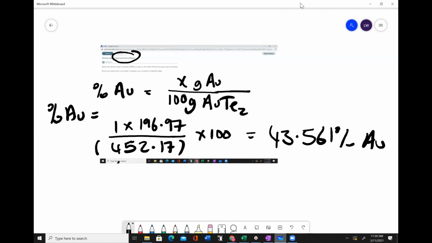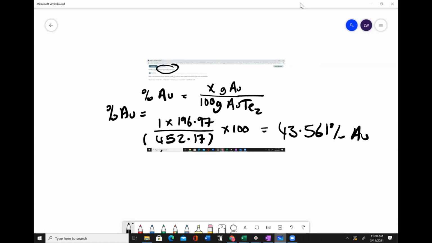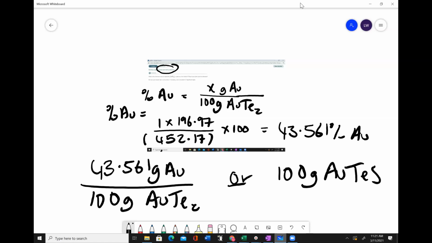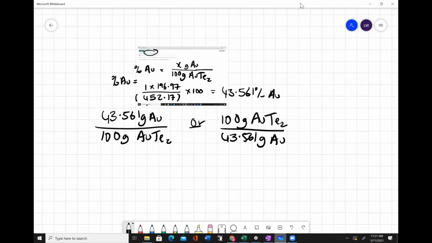gold. And so what that means is that I get 43.561 grams of gold for every 100 grams of the ore. Or I could equally say that for every 100 grams of the ore, I get 43.561 grams of gold. It should be a 2 there, shouldn't it? There we go. All right, so how am I going to use this?